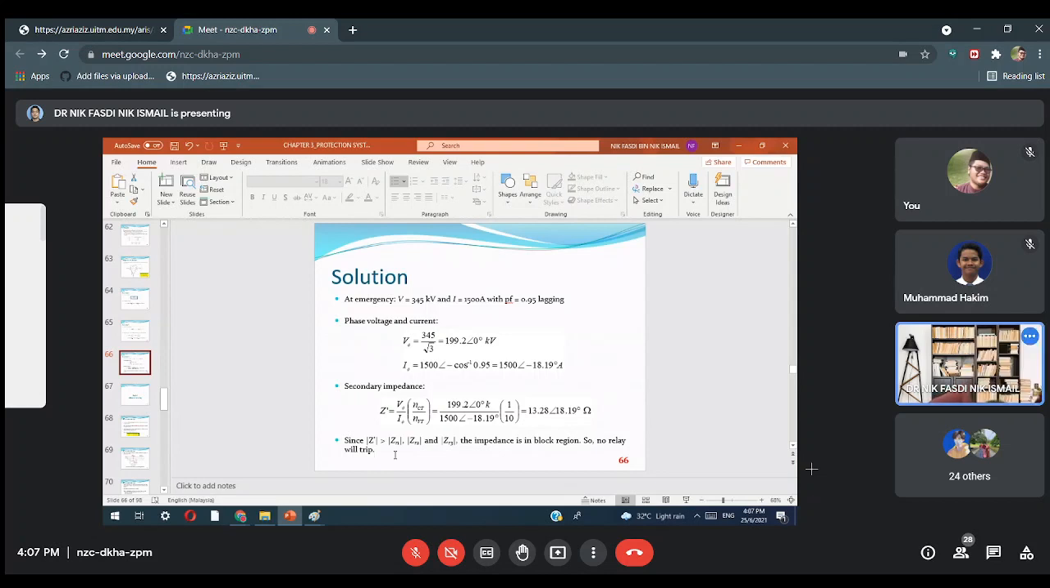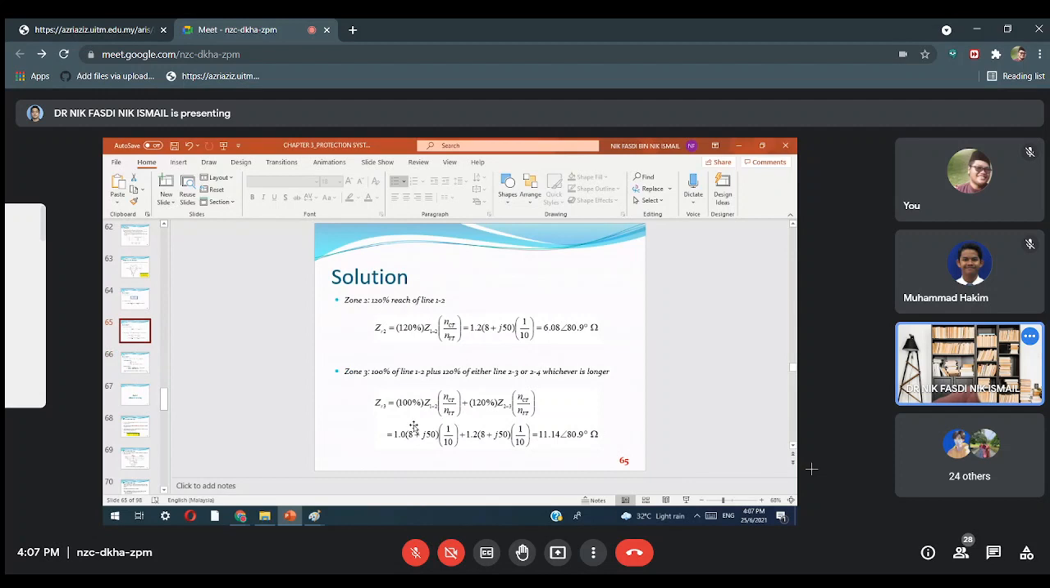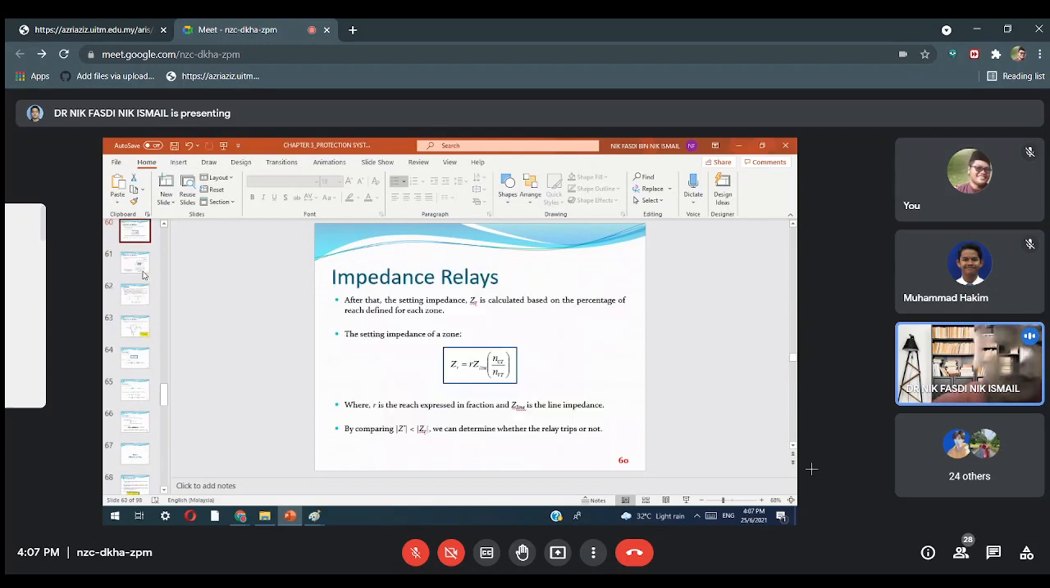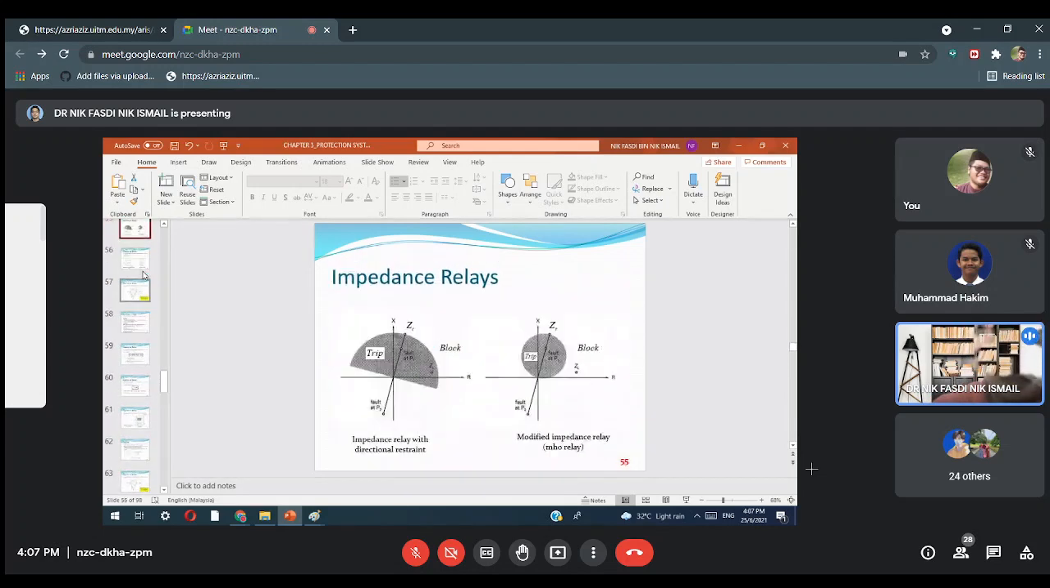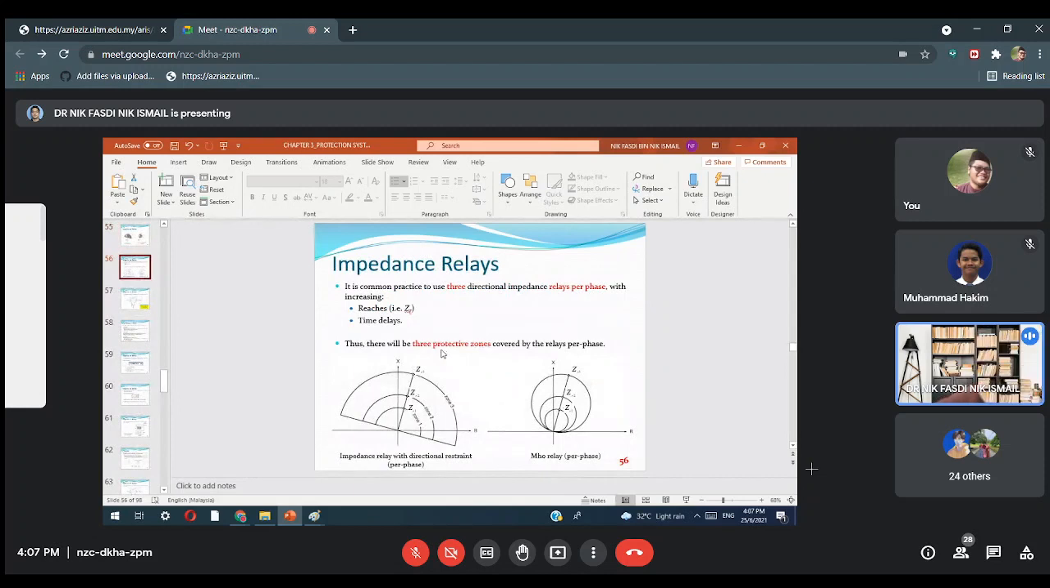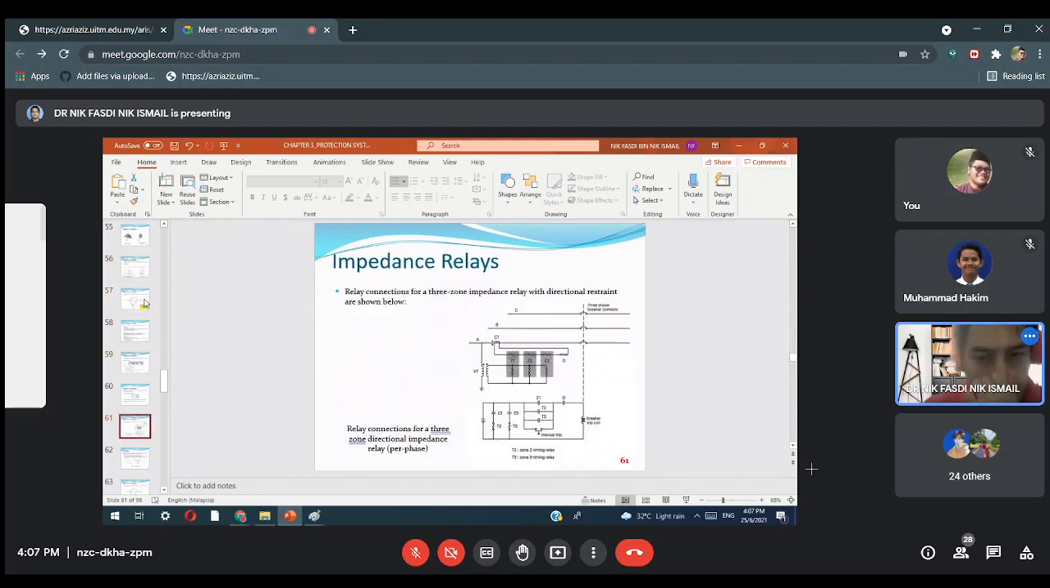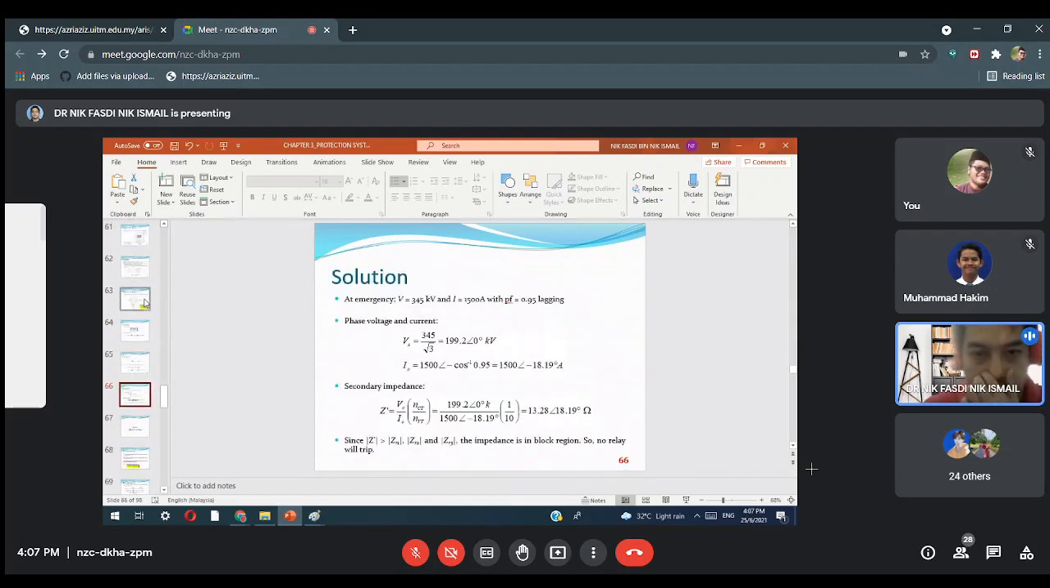Okay. So if we want it to trip, what we need to do is determine that Z must be less than all these reach settings. If it is 11, it must be 10. It must be within the region, within the reach zone. At 13, if we go back to the basics, it is above, in the block region, so it won't operate. Okay, right, so that's for the impedance relay.